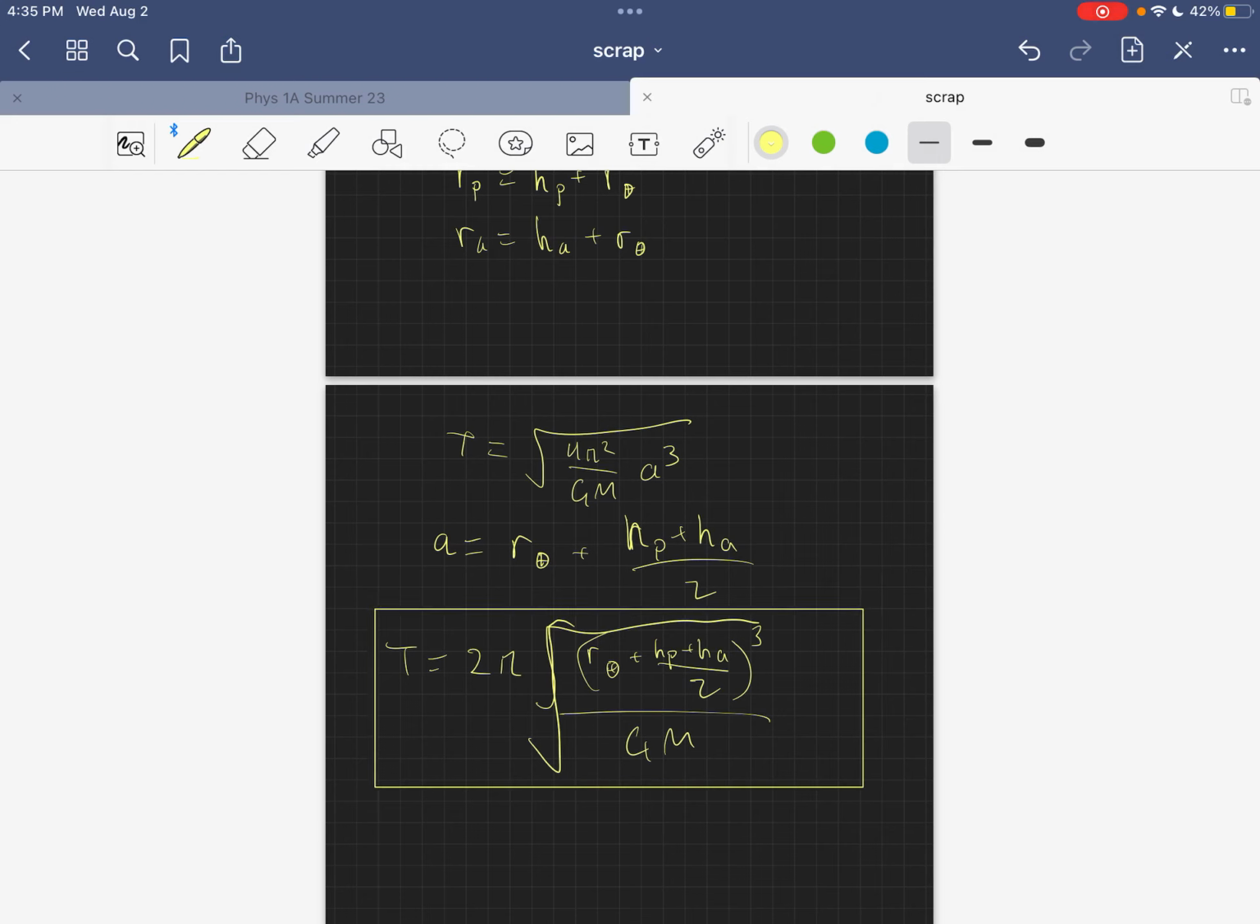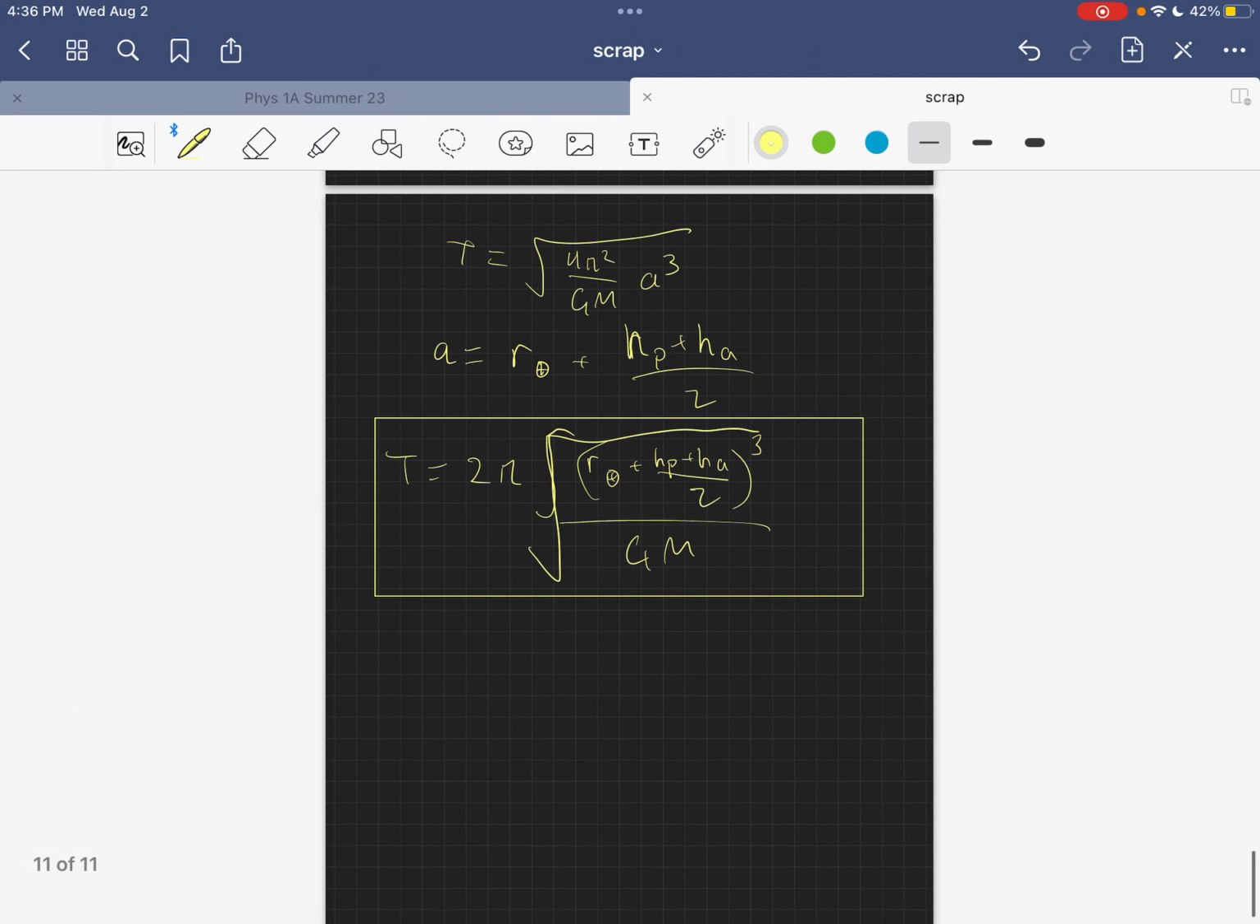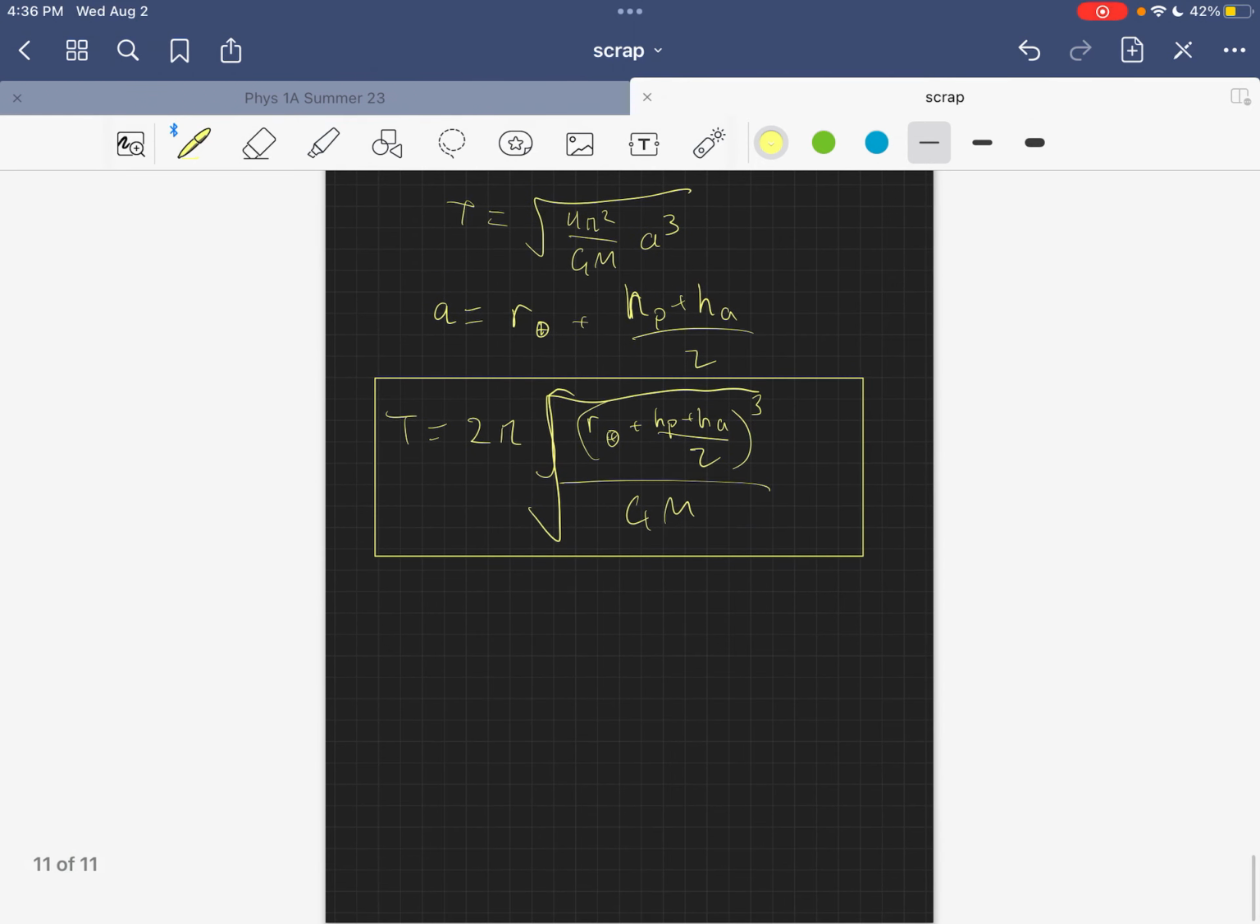Okay? So, just keep that in mind, that when you're finding your semi-major axis, if you ever do this in the future, that you're accounting for the actual radius of the body you're orbiting. All right? And if you plug in the numbers given here, so HP is 400 and HA is 4,000, you would get a period of about 7.91 times 10 to the third seconds, which is about 2.2 hours. Okay?